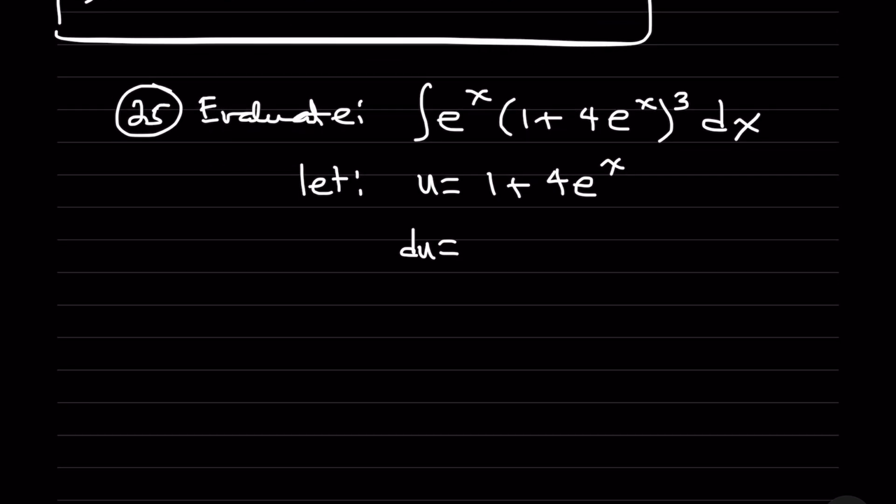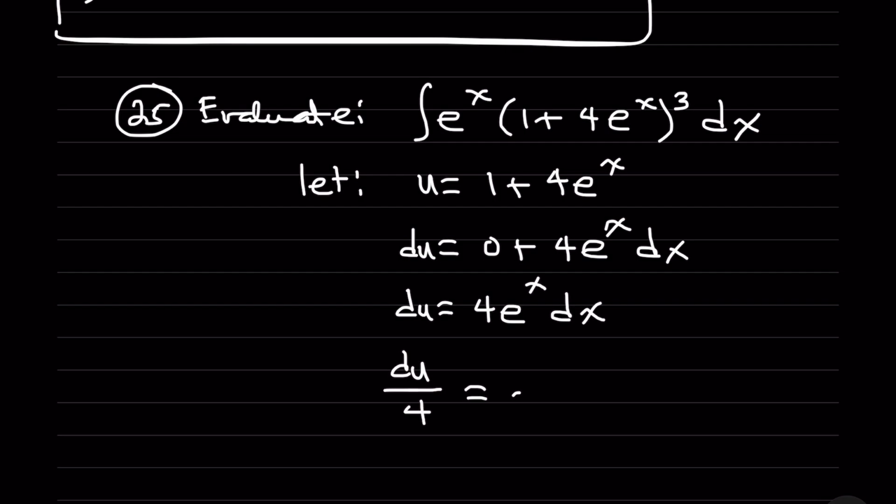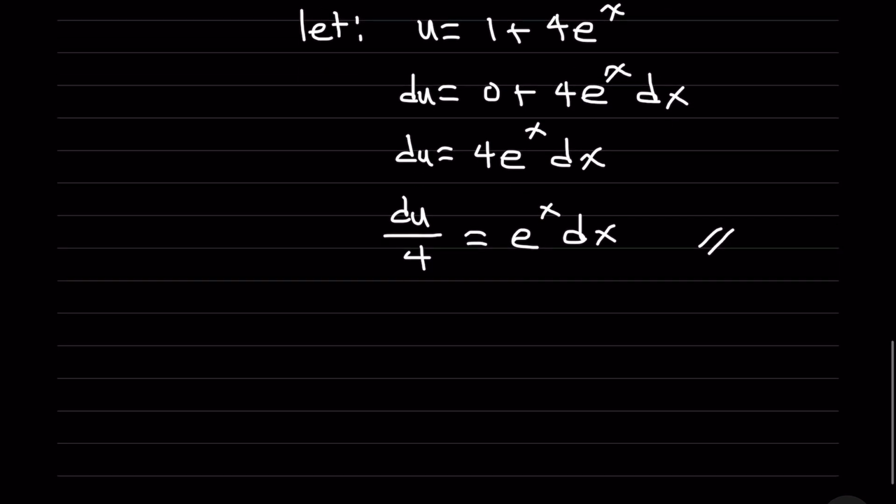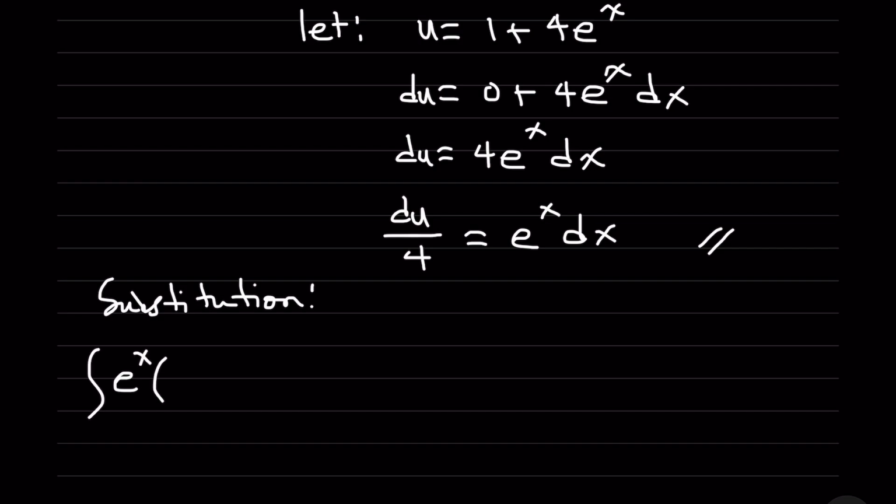We let u be equal to 1 plus 4 times e to the x. We get du. The derivative of 1 is, of course, equal to 0. So du is equal to 4 times e to the x dx. Now we can write e to the x dx as du over 4. We substitute this in the original equation.